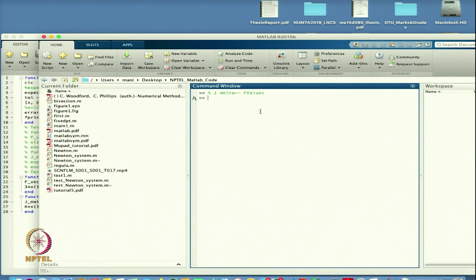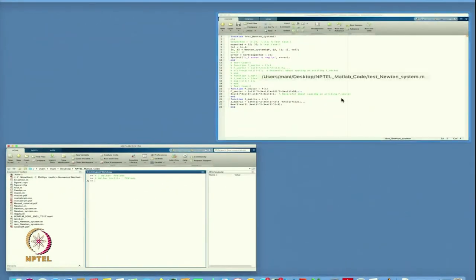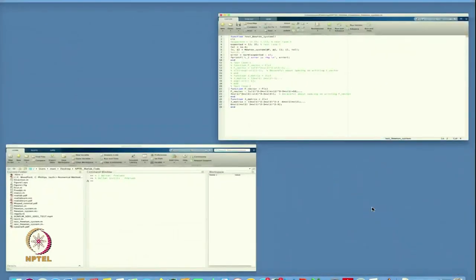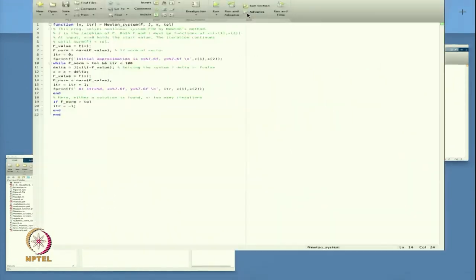Now, from here if I want to find delta, what I do? I have to find the inverse of J and then multiply by whatever value we are going to write here. So, I am going to find this value. In MATLAB, instead of finding the inverse, we have a backslash operation. So, this is the backslash we are going to use.